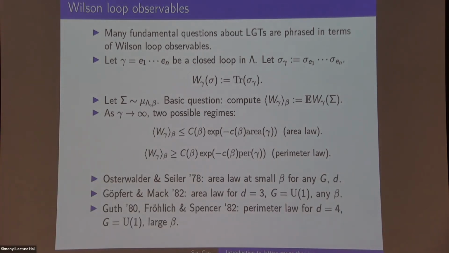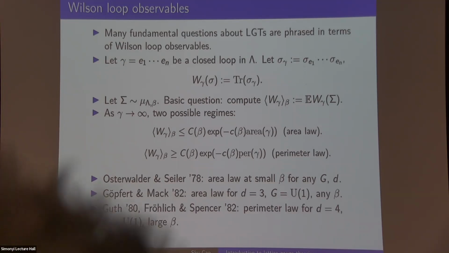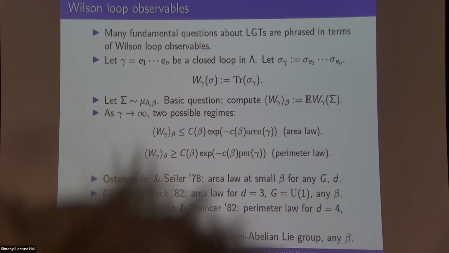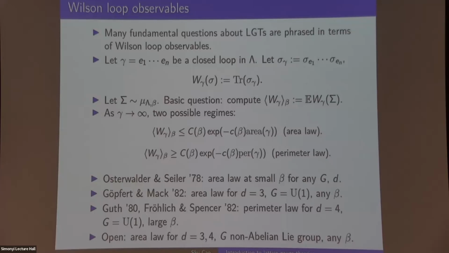Right, so that's a quick survey of some of the previous work on upper bounding and lower bounding Wilson loop expectations. I forgot to mention, here is perhaps the big open problem in lattice gauge theories, which is to prove the area law for 4 dimensions, but 3 dimensions would also be good, for any group G which is a non-abelian Lie group, at any beta. So this is still open. There are some physical interpretations of what this means for Yang-Mills theories, if you manage to prove it for 4 dimensions.